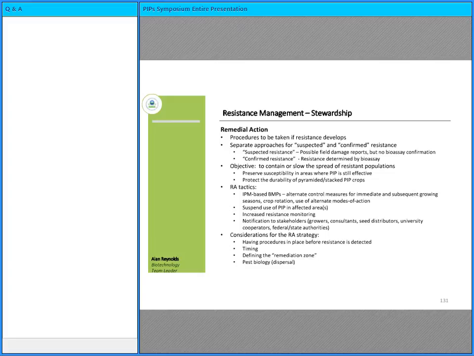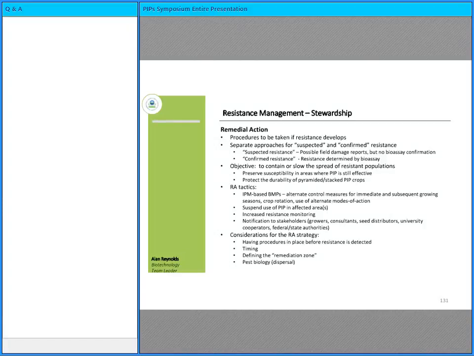And then there are certainly some challenges, I call them considerations here on the slide, but there are a number of challenges we have for remedial action. First of all, have these procedures in place before you actually have resistance. It's very difficult to develop a remedial action strategy on the fly. Timing is another aspect, particularly when we're looking at a bioassay confirmation process. How long will that take? In some cases, that may take over a year or more.